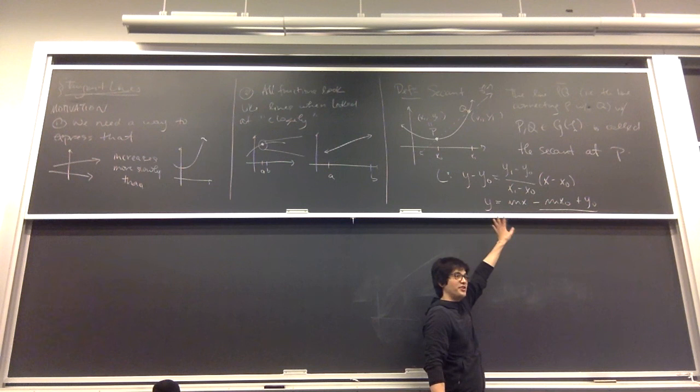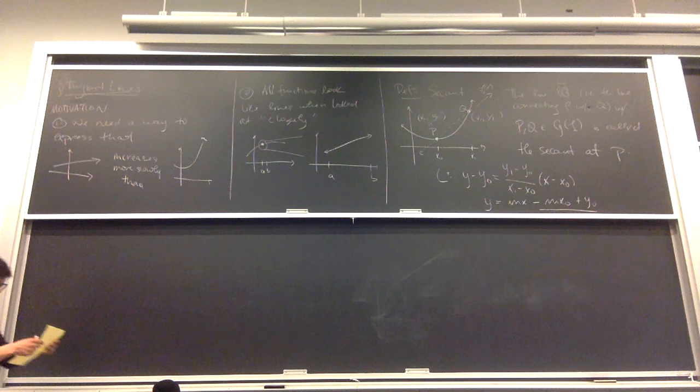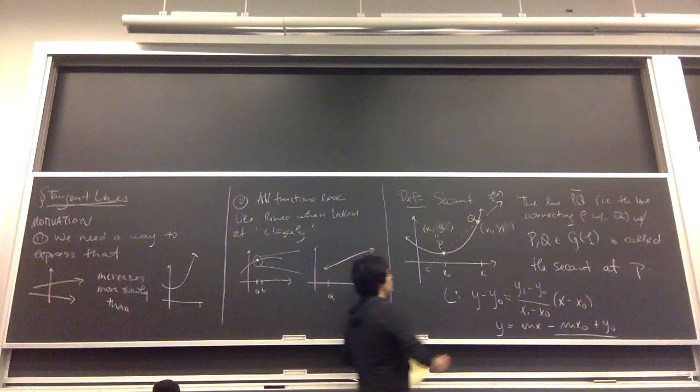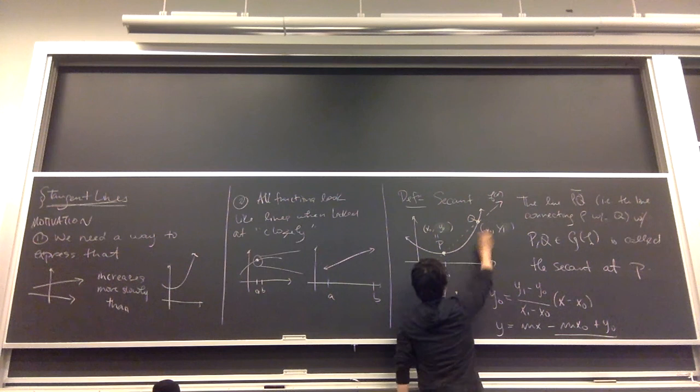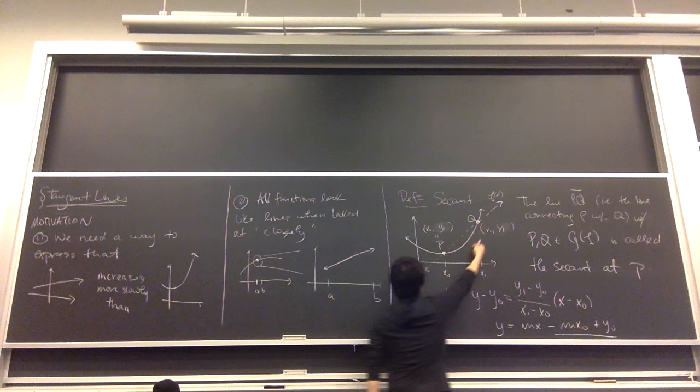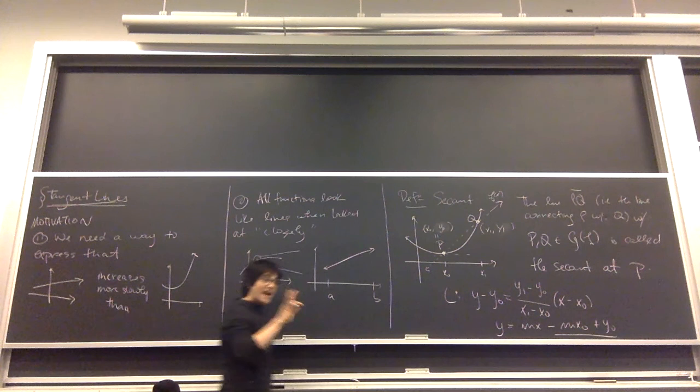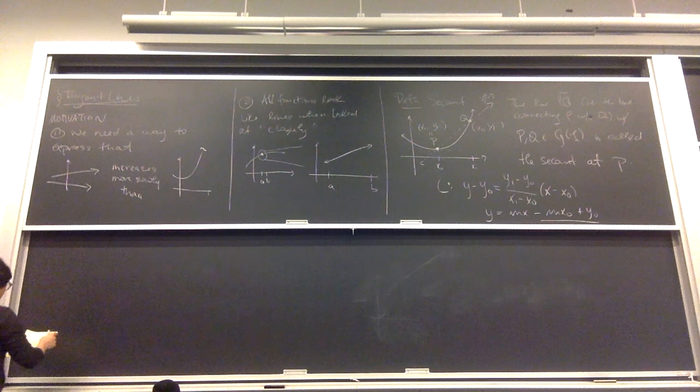So what I want to do is move this point Q closer to P. I want to move it closer to P and look at the lines that are going through it. And once Q moves arbitrarily close to P, what you're going to find is you're going to get that line. And that line is going to define the tangent line.